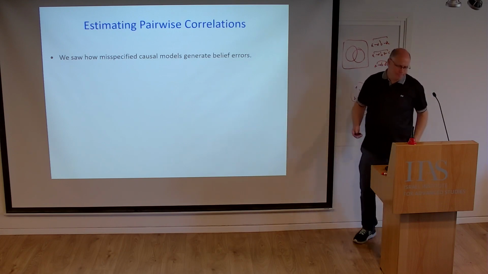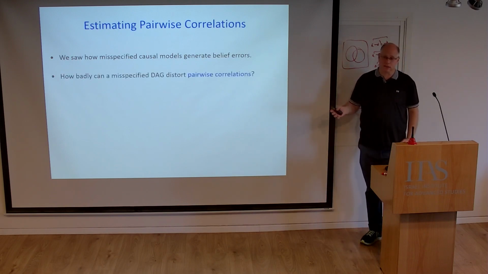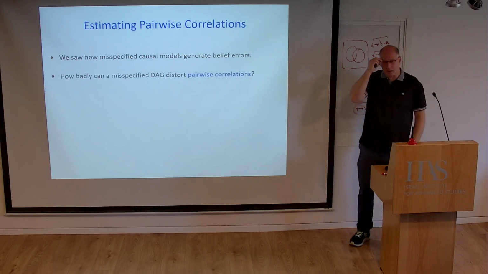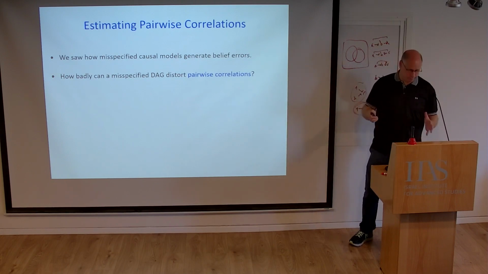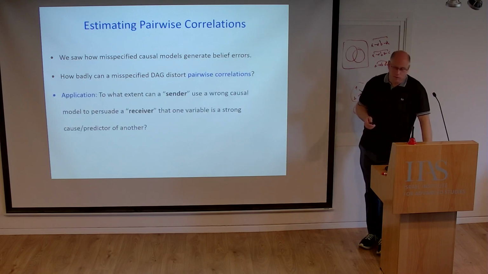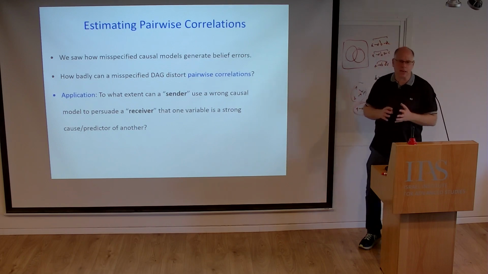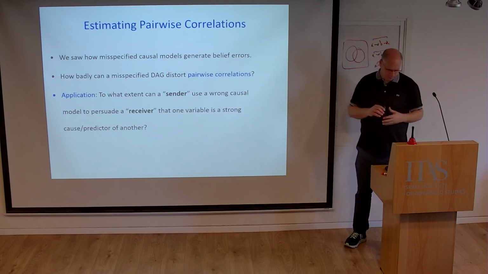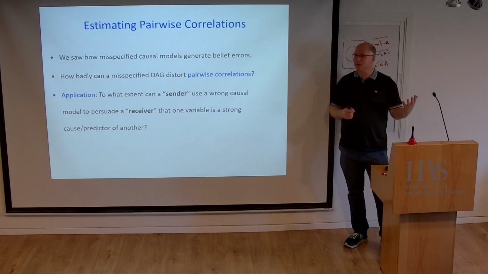So I want to talk more generally about the kind of mistakes that those misspecified causal models can generate. We saw that they generate mistakes. But here's a question: how badly can they distort estimated pairwise correlations? How badly can a misspecified DAG distort pairwise correlations? You can think about that technically as a mathematical worst-case analysis question. Like, how badly could somebody who has a wrong DAG get things wrong?